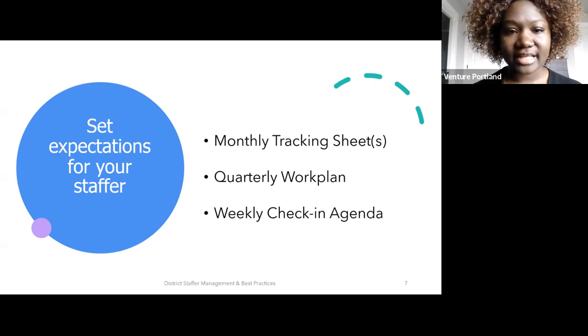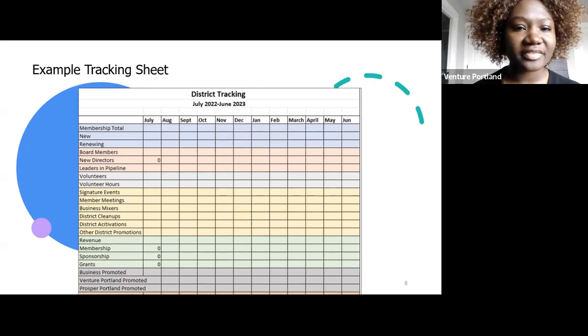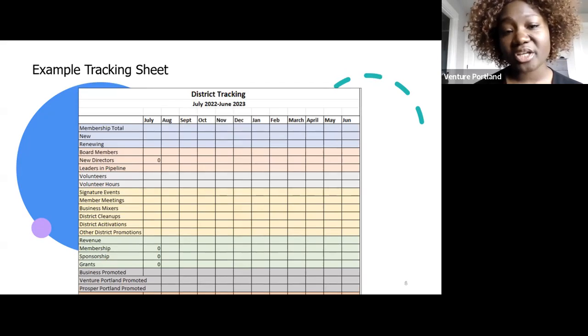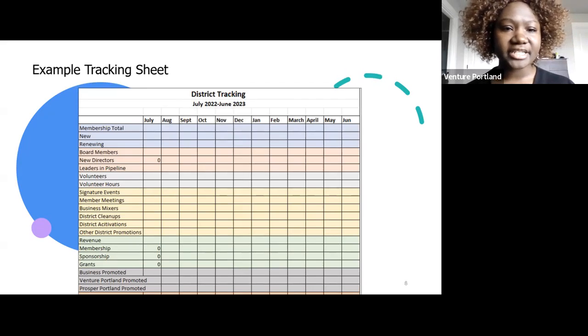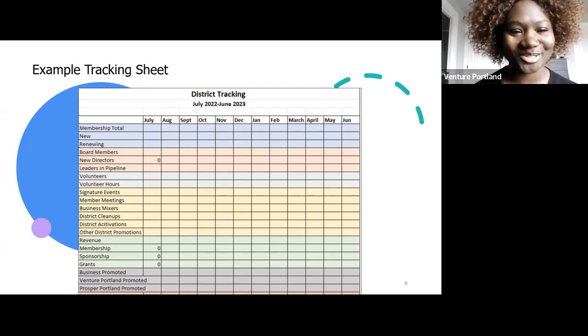And that slide looks like this. So here's a snapshot of our monthly district tracking sheet that we use with our district managers. The district managers fill this sheet out every month. And it's actually a pretty interactive sheet. There's about 5 pages to it, but this is a snapshot of what this tracking sheet looks like.